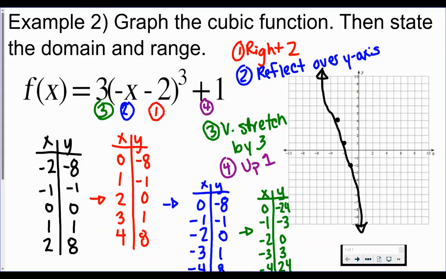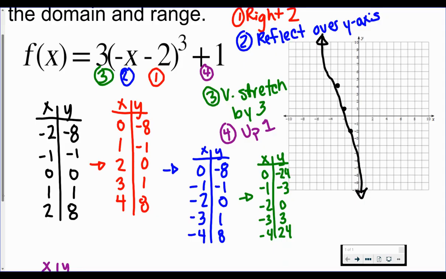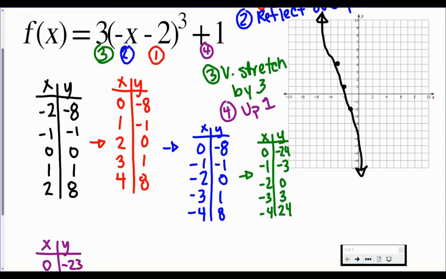As for domain and range, your domain and your range for your cubic function are always going to be -infinity to infinity. Again, domain is how far left, how far right, and range is how low to how high. So both the domain and range for this equation of the cubic will be -infinity to infinity.